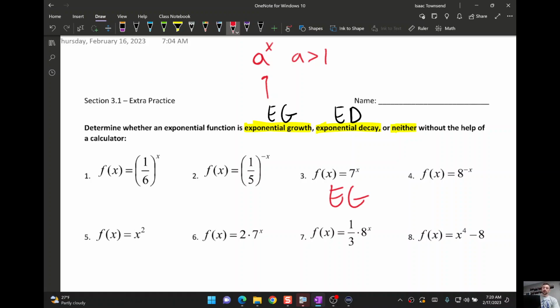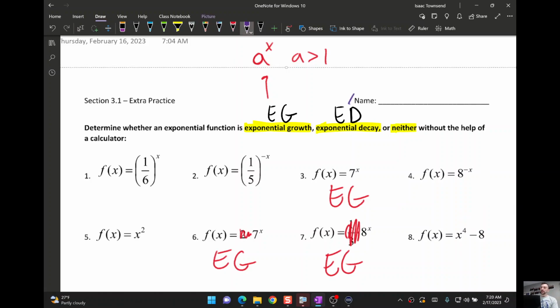But also number 6, multiplying it by 2 doesn't change the fact, I mean, it makes it go up twice as quick, but it's still growing exponentially because it's 7 to the x. Also number 7, because multiplying by a third is going to slow it down, but the 8 to the x makes it still grow exponentially. So I think those are the easiest of the exponential growths to get.